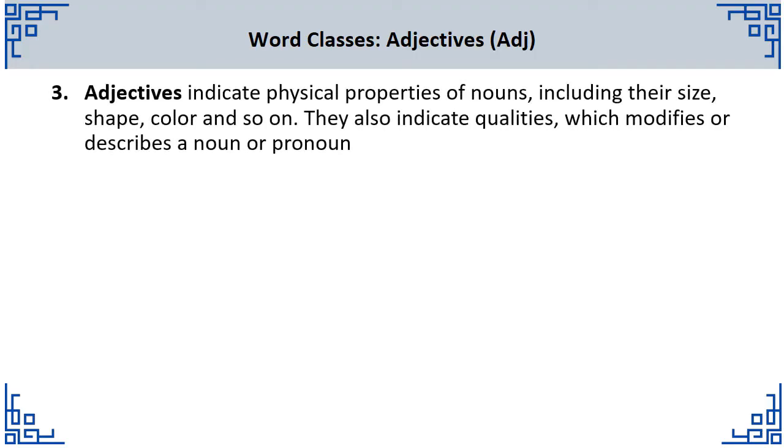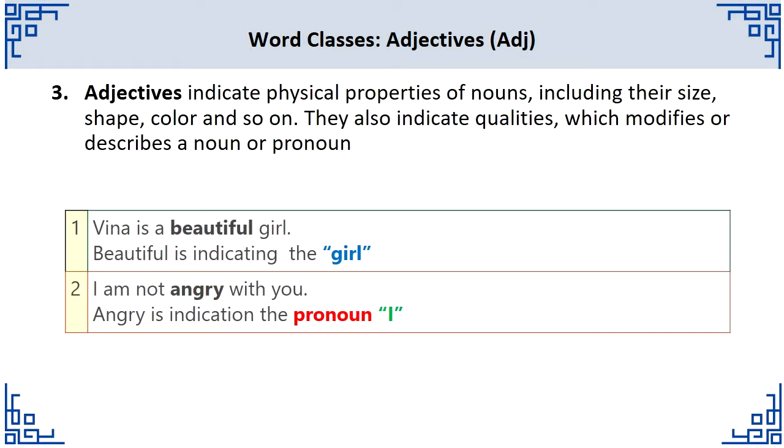Okay, now we will talk about adjective. Adjectives indicate physical properties of nouns, including their size, shape, color, and so on. They also indicate qualities. There are two basic functions which adjectives fulfill, such as the attributive and the predicative functions.